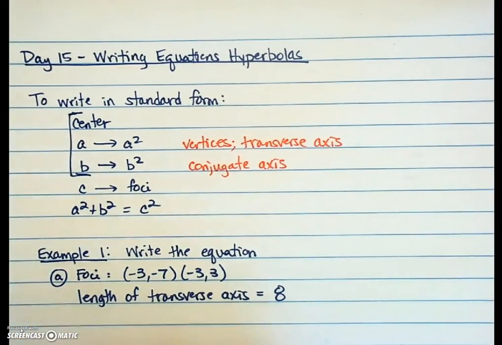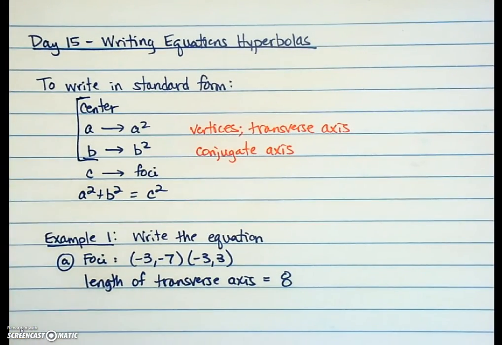All right, day 15, writing equations of hyperbolas. If you know how to write the equation for an ellipse, then writing the equation for a hyperbola is going to be pretty much just the same thing. You're going to be given the focal point, and then you'll be given some other information, and you'll have to find out what A and B is from that information. But it's very, very similar to what we did for the ellipse.